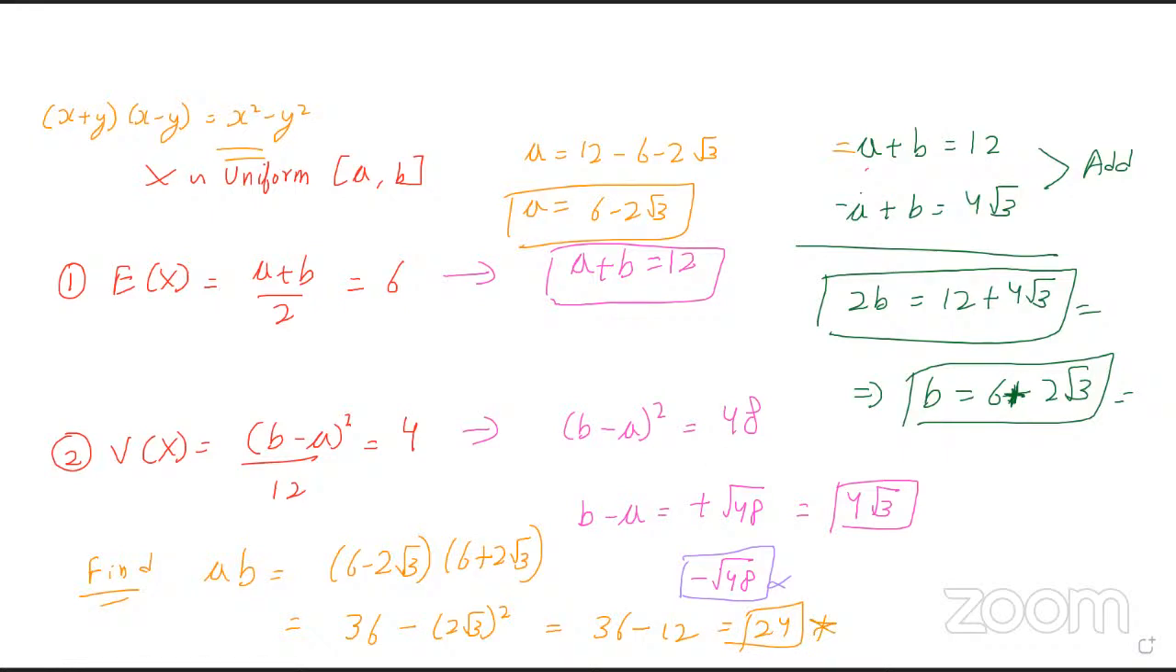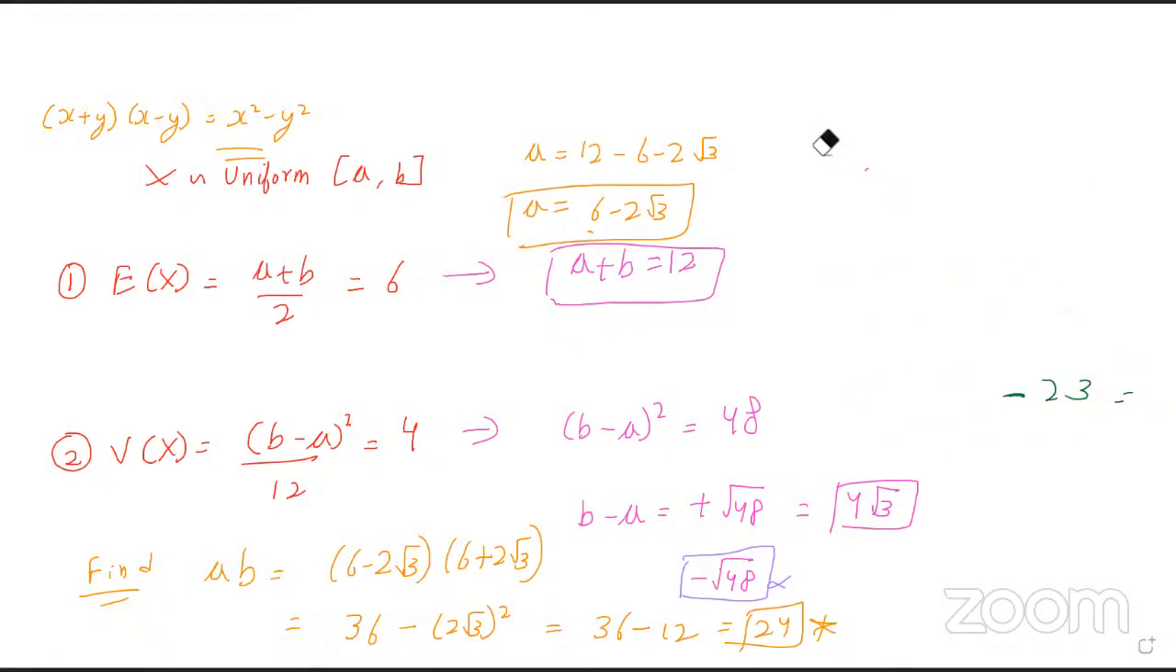There's another way. If we expand b minus a whole square, it becomes a square plus b square minus 2ab, which is equal to 48. Then we square a plus b whole square, so it is a square plus b square plus 2ab, which is 144. And if we subtract one equation from the other, we will get an equation in ab. So another approach could be, you know this thing, right? b minus a whole square, I can write it as b square plus a square minus 2ab, which is equal to 48, right?